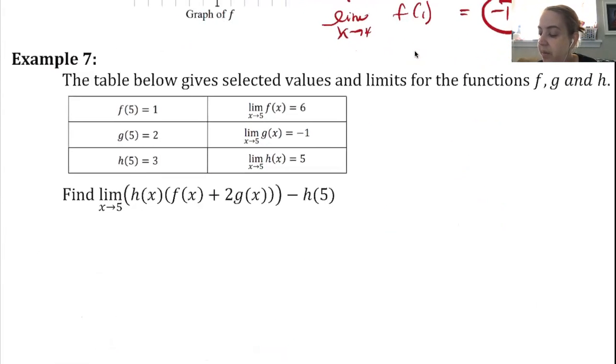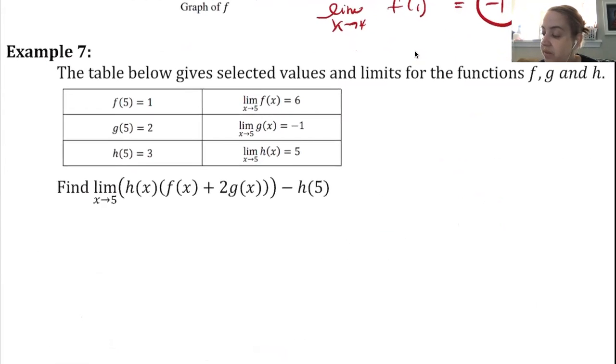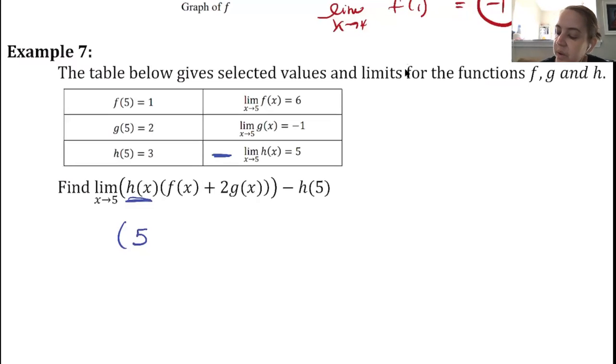Example 7, the table below gives selected values and limits for the functions f, g, and h. So kind of the same idea of what we have going on above. This one's not too bad. You can substitute what you need. I won't rewrite everything this time. Let's just substitute everything in. So h of 5 is given here, which is 5. f of x, which is really going to be f of 5. All right, so we've used the 5.